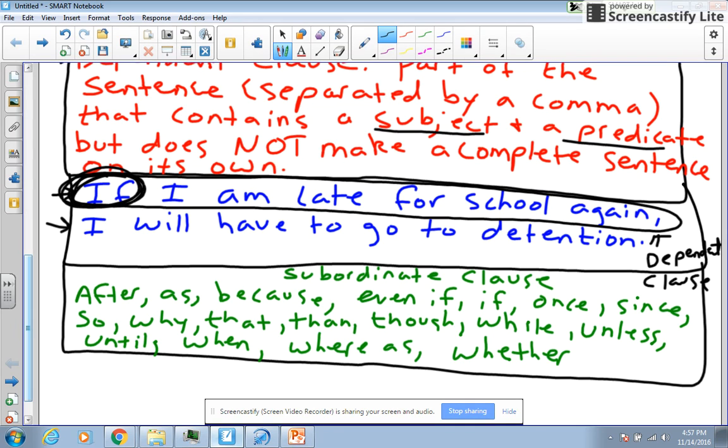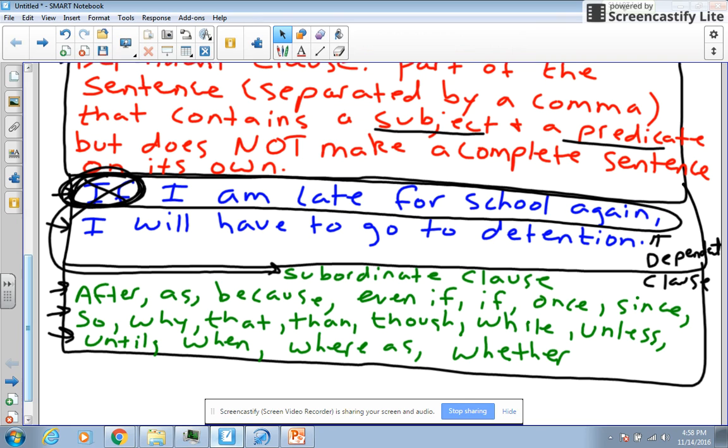Notice if we were to get rid of if, and I just say, I am late for school again, that would be a complete sentence. I would turn that sentence into an independent clause. If is what we call a subordinate conjunction. And there's all kinds of subordinate conjunctions. Notice all these examples here. These words, if they are included in a sentence, they will make that sentence a dependent clause. In other words, they'll make that part of the sentence depend on a different part of the sentence.